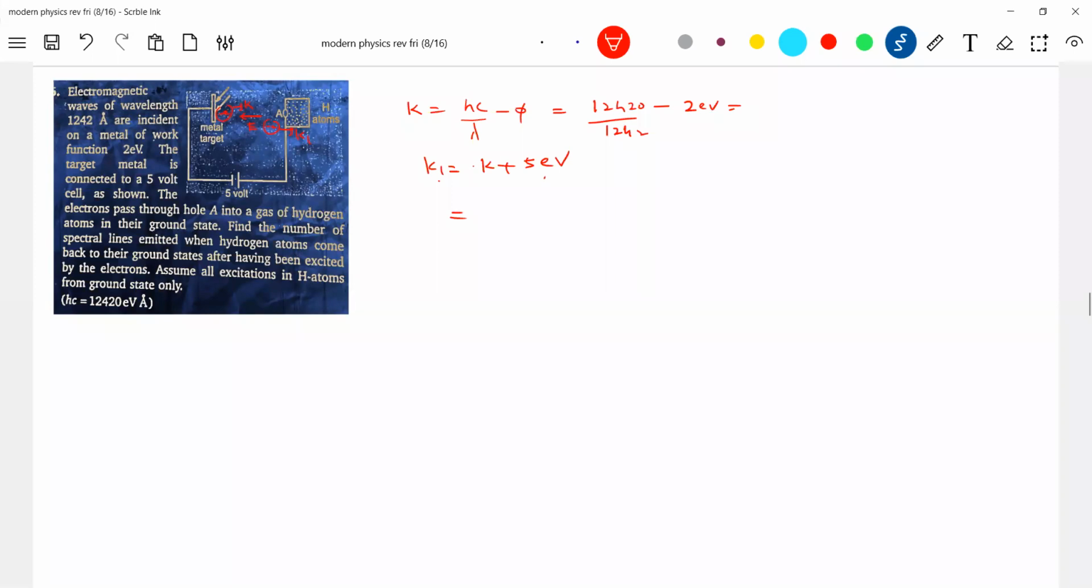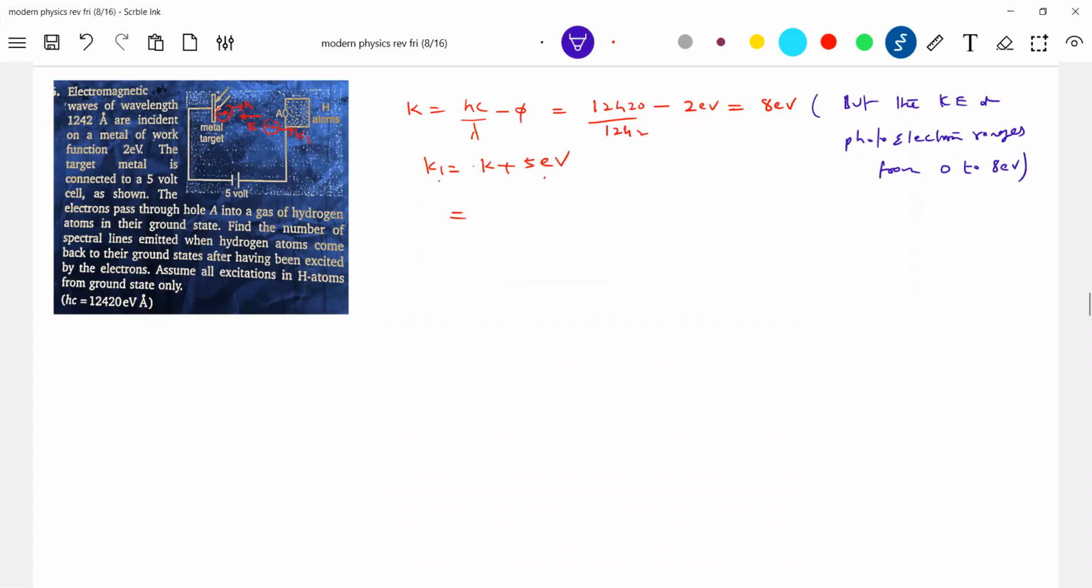So how much will you get? 8 electron volt. But it's not only 8 electron volt. The emitted electrons will have kinetic energy from 0 to 8 electron volt. So the kinetic energy of photoelectrons ranges from 0 to 8 electron volt.